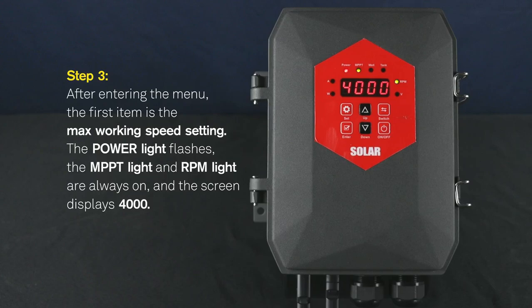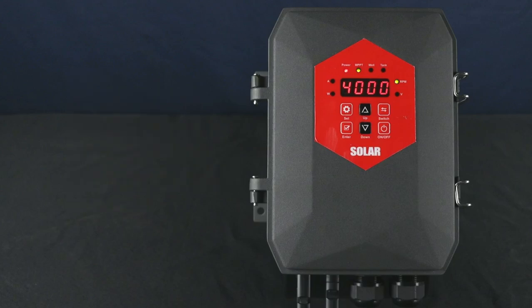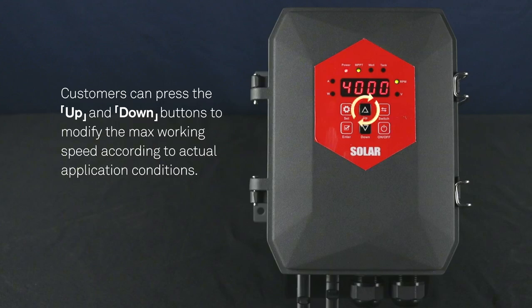Step 3. After entering the menu, the first item is the max working speed setting. The power light flashes, the MPPT light and RPM light are always on, and the screen displays 4000. Customers can press the up or down button to modify the set value according to actual water usage conditions.